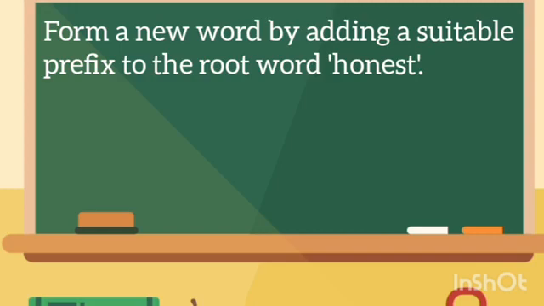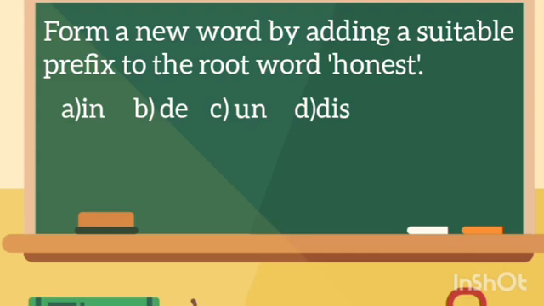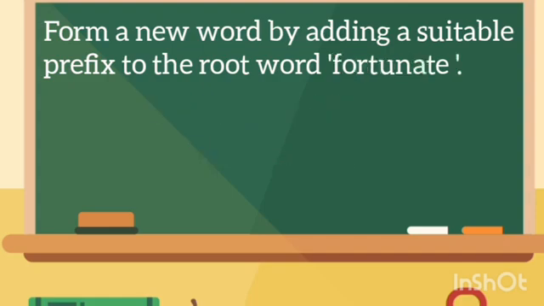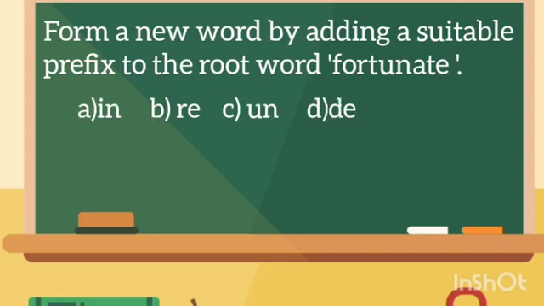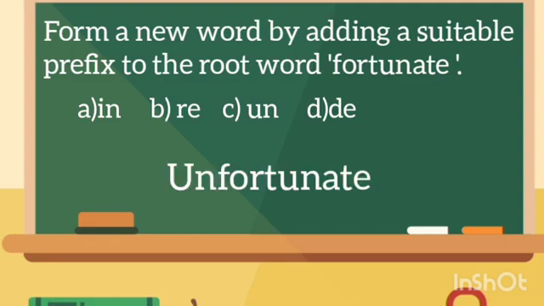Okay, now let me tell you how they will be asking you the question. Form a new word by adding a suitable prefix to the root word honest, right? Option A is in, B re, C un, D dis. What is the answer for honest? Dishonest, right? Okay. Form a new word by adding a suitable prefix to the root word fortunate. Option A, in. Option B, re. Option C, un. And option D, dis. What is the answer? Unfortunate is the answer.